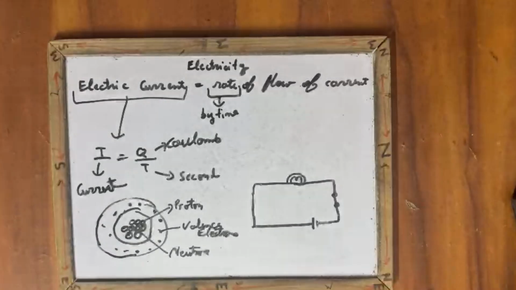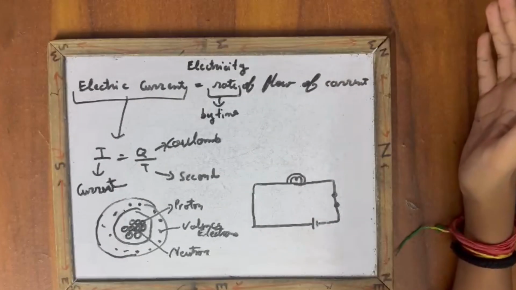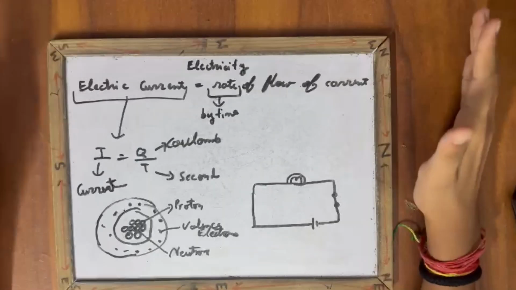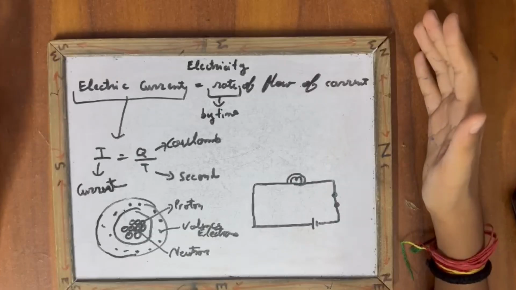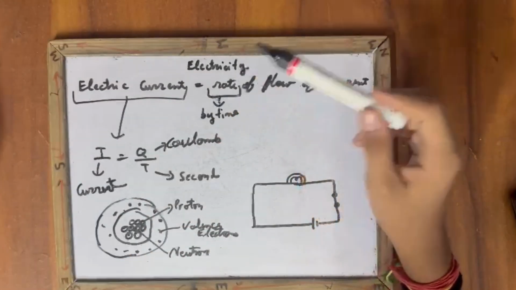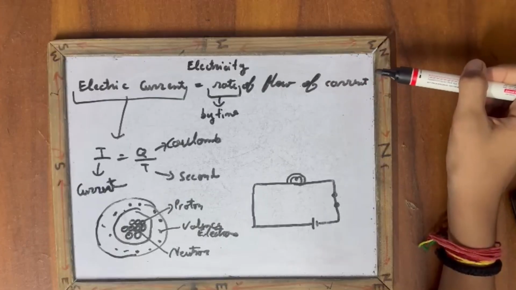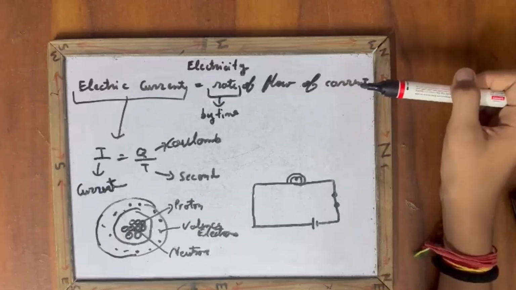So hello friends, today we are going to learn about an interesting topic, a topic from which most of your appliances work: electricity. First we will learn about electric current. Electric current is simply the rate of flow of charge, and current flows by the movement of free electrons.